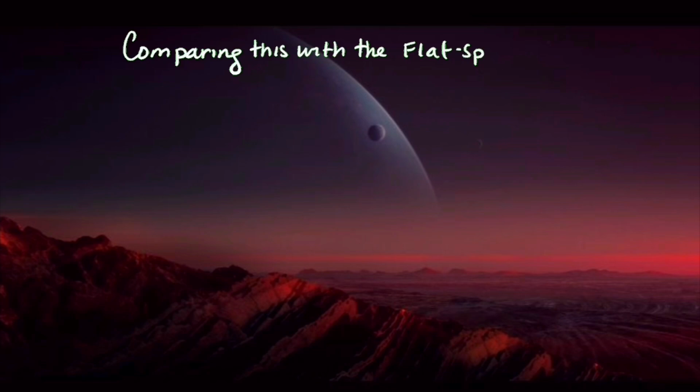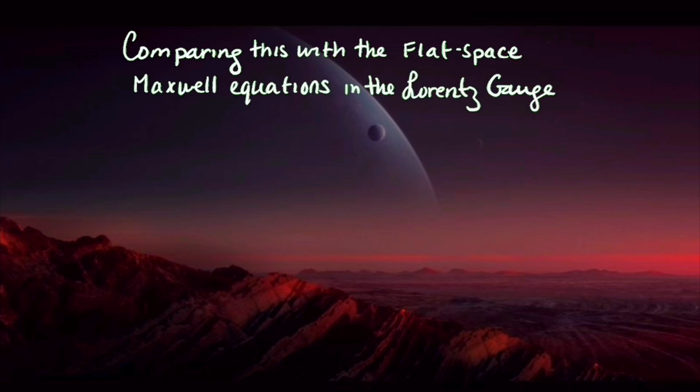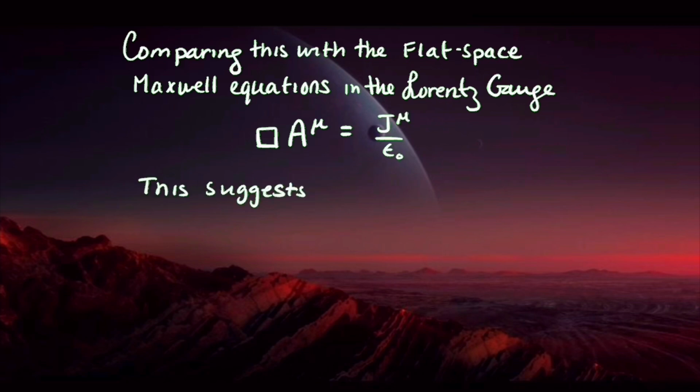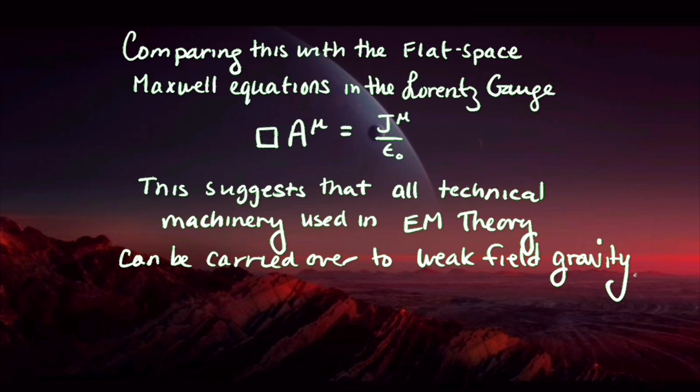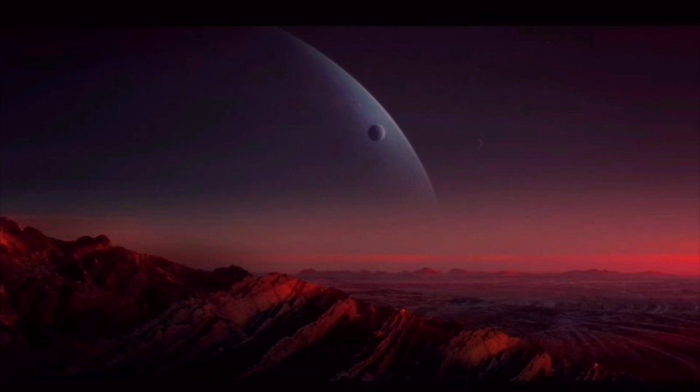So now, with this we can compare with flat space Maxwell equations in the Lorentz gauge. You see, the whole purpose of reformulating that way is so that we can compare it to Maxwell's equations in tensor format. We can use the machinery in electromagnetic theory and carry that over to the weak field gravity approximation.